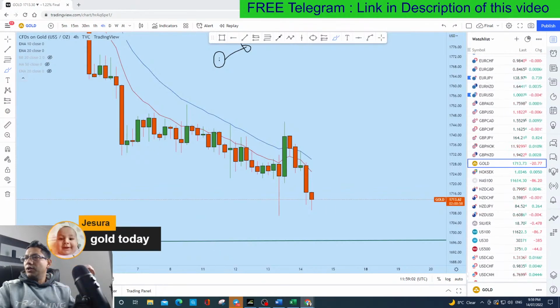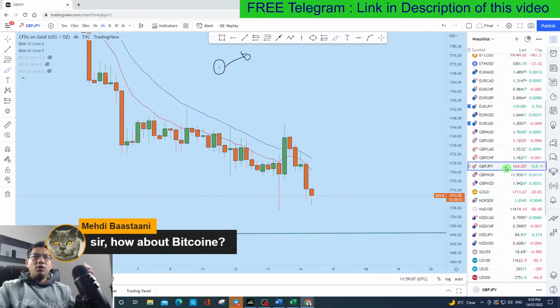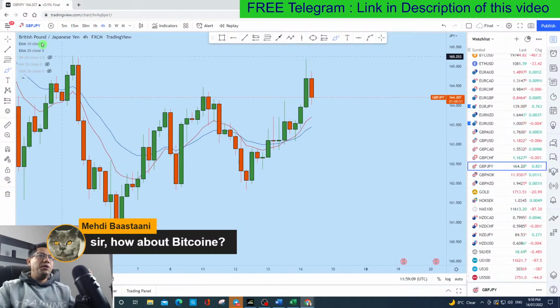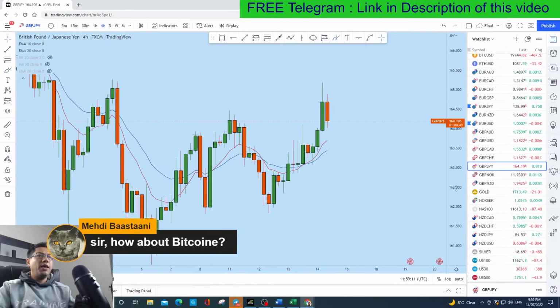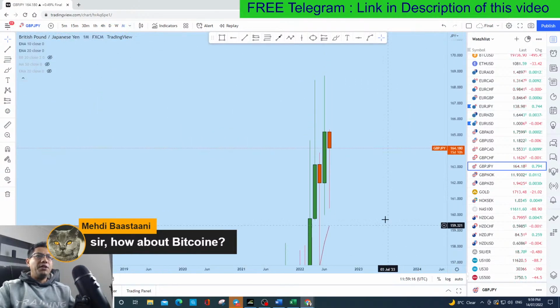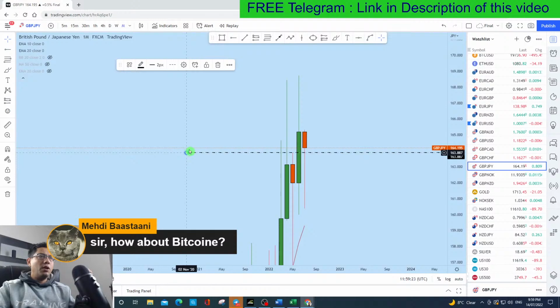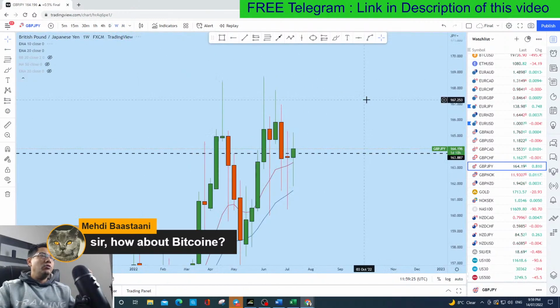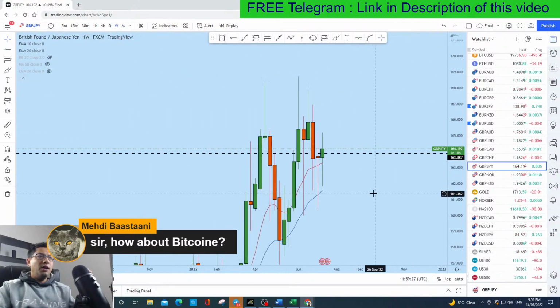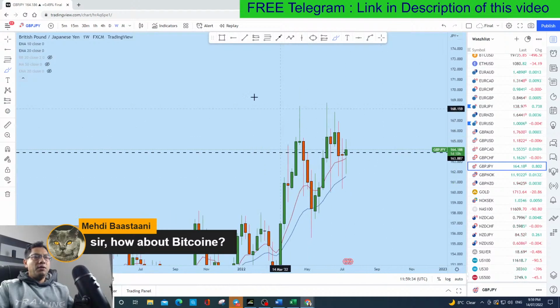Yeah, so about Bitcoin. Okay, so we'll look at all of them. Let's look at GBPJPY. This is what I analyzed today. Looking at the bigger picture on the monthly, it is in a bullish move. This is the monthly support now, and I think it will continue to rise because GBPJPY over the long term is a bullish market, and it should be bullish.